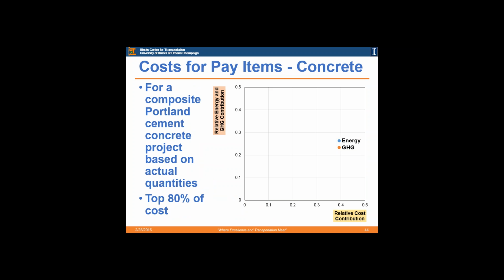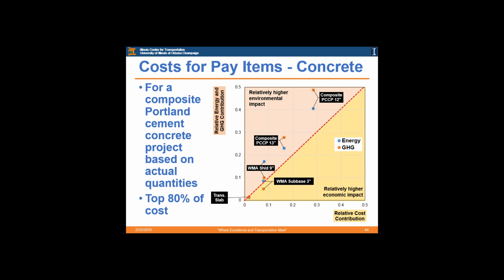And then moving on to a project with concrete. This is, again, the top 80%. I think there are 10 pay items in this case. And we have the same regions set up. And looking at the pavement itself, it was 12 inches and 13 inches. And then the shoulders, warm mix shoulders, warm mix subbase, and then the transition slab.